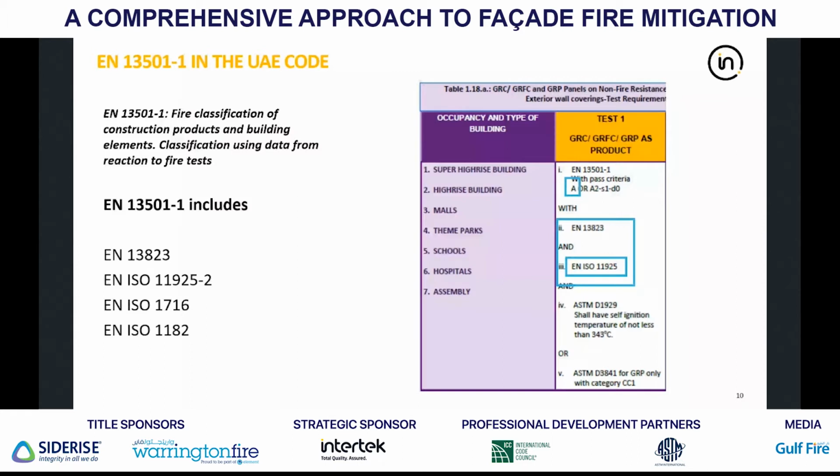This is a small typo. It should say A1. So it's either A1 or A2. Okay, the tests required for A1 are these 2 at the bottom, 1716 and 1182, okay, with some very unique exceptions. So here you should focus mostly on 13501-1 and the requirements, okay?